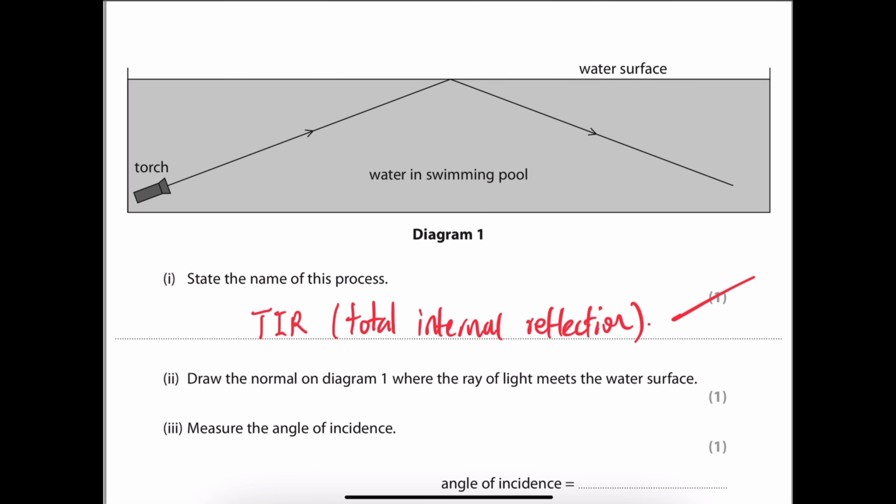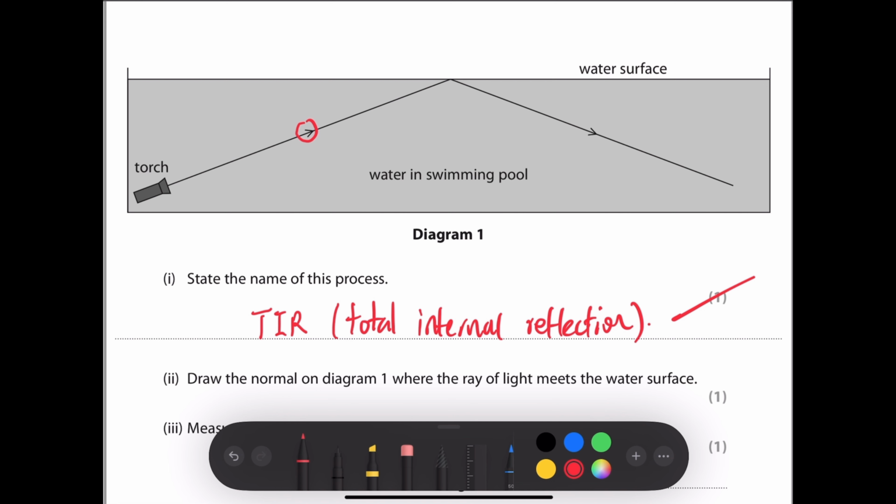We draw the normal where the light meets the water surface. Here we have the incident ray, which is the incoming light ray from the source of light, which is the torch, and I need to draw the normal. The normal must make 90 degrees with the reflecting surface, or the boundary between the water and the air. So using the ruler, make sure it is 90 degrees, and now I place it like this and draw a normal dotted line, and I get the second mark.